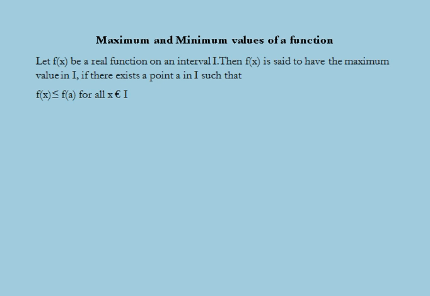So we are going to begin this lecture by discussing the maximum and minimum values of a function in its domain. Starting with the maximum value, we suppose f(x) to be a real function defined on an interval I, then f(x) is said to have a maximum value in I if there exists a point a in I such that f(x) is less than or equal to f(a) for all x belonging to interval I. In such a case, the number f(a) is known as the maximum value of the function f(x) in interval I, and the point a is known as the point of maximum value of the function in interval I.